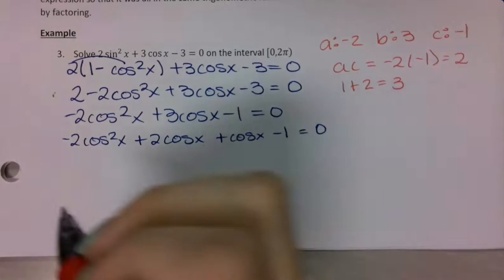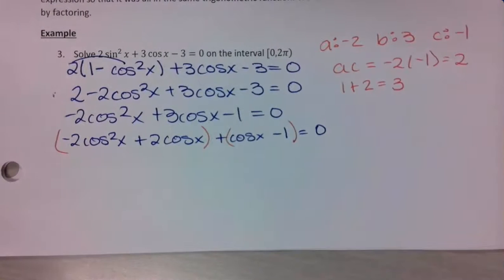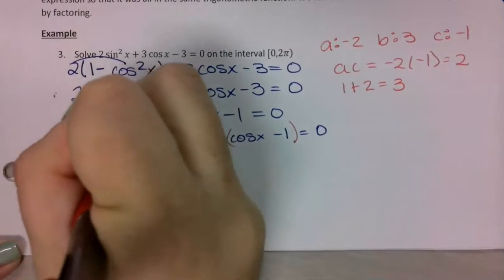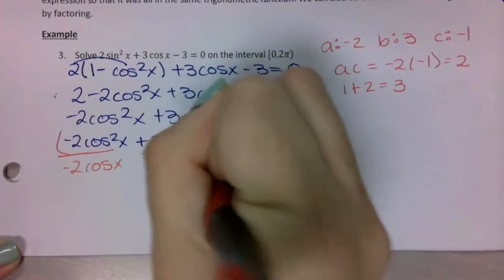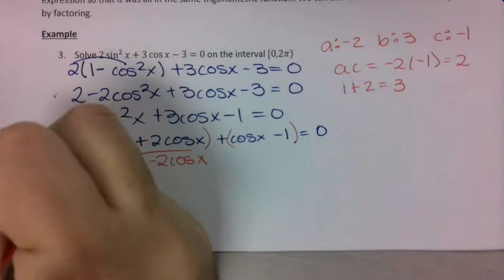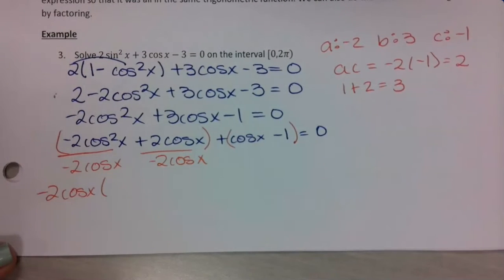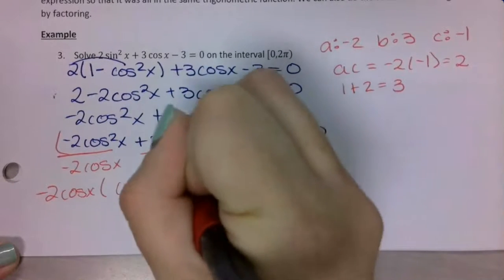Okay, so then I want to split into my two groups. What does my first group have in common? 2 cosine, and remember, I always want to make my leading term positive, so I'm going to pull out that negative. So what am I left with after I pull out the negative 2 cosine? Cosine of x minus 1.